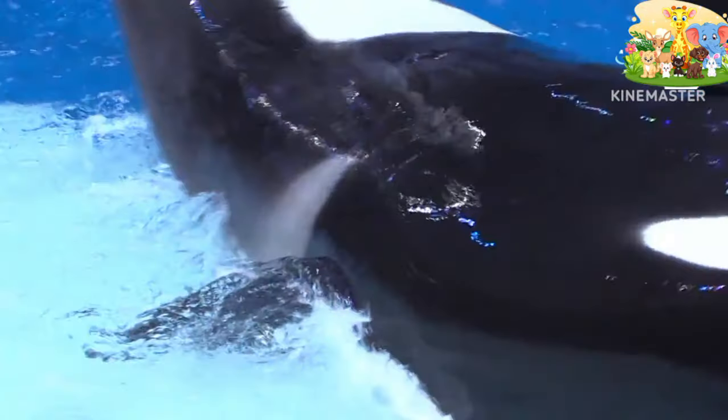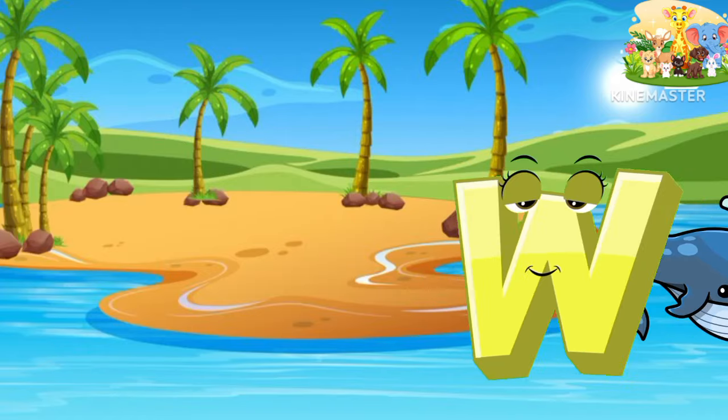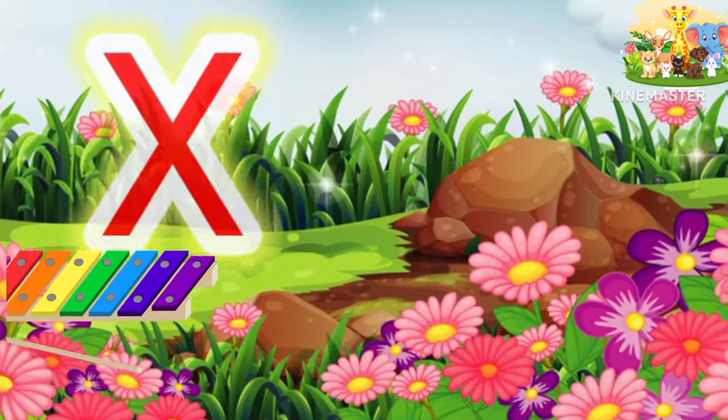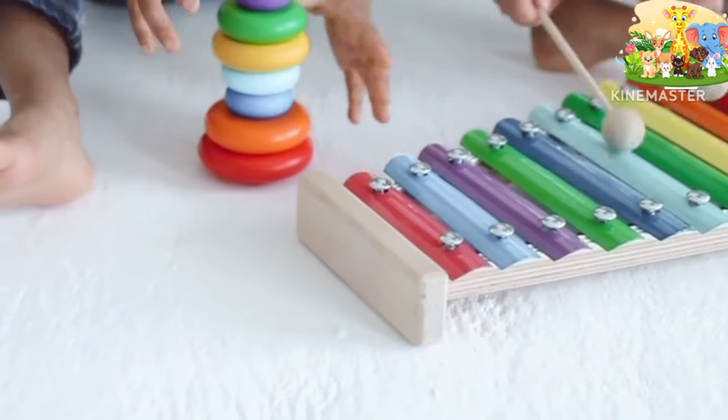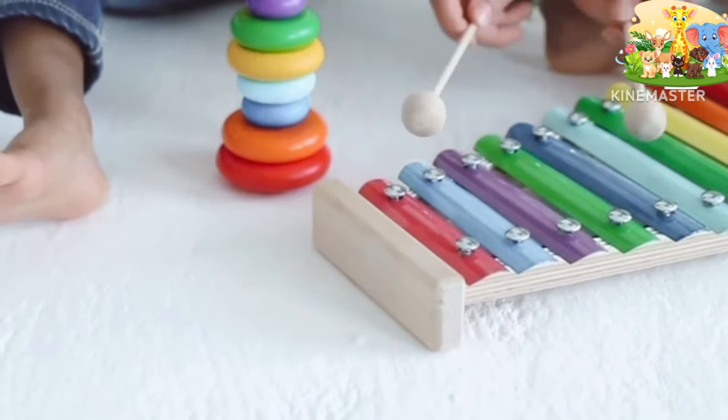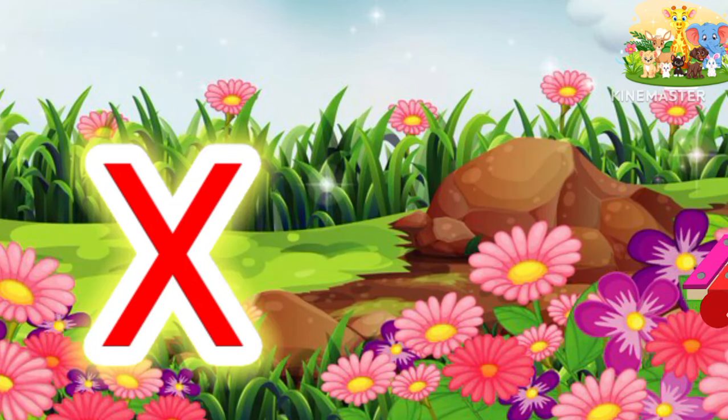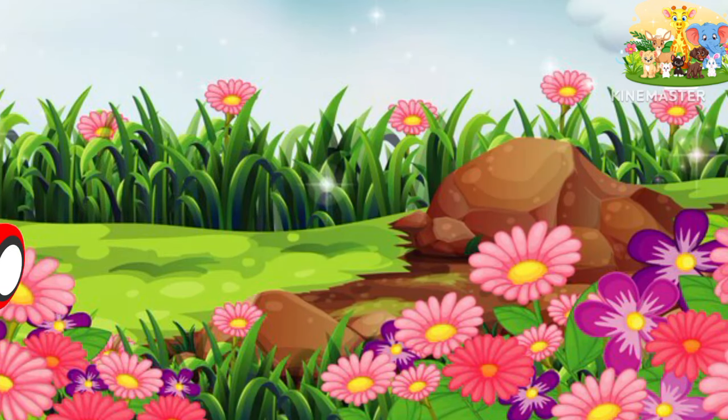W is for whale, whale. W, whale. X is for xylophone, xylophone. X, xylophone.